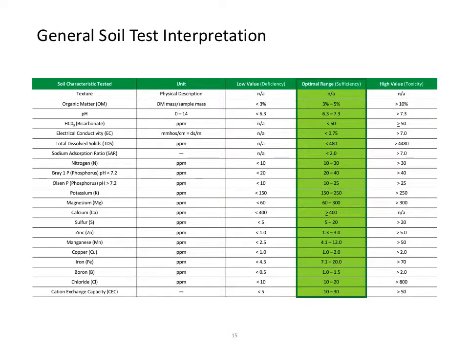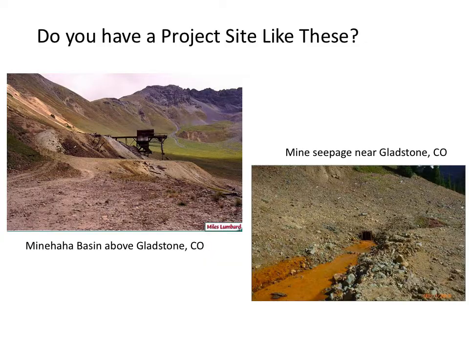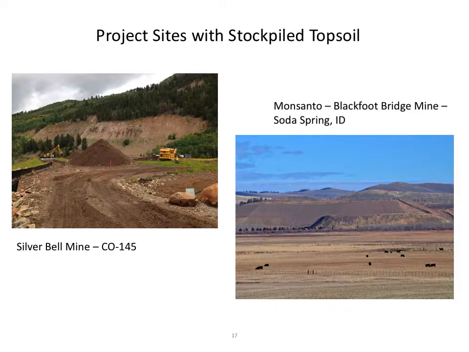So kind of the takeaway from this slide is an eye chart, but for each characteristic or parameter that we're testing for, there's an optimal range. You get below that, you're going to have deficient soils. You get above that, you can actually have potentially toxic soils. Here's just some pictures I pulled off the web. These are project sites around this area. As you can see, there's no organic material, and these sites are in pretty bad shape.